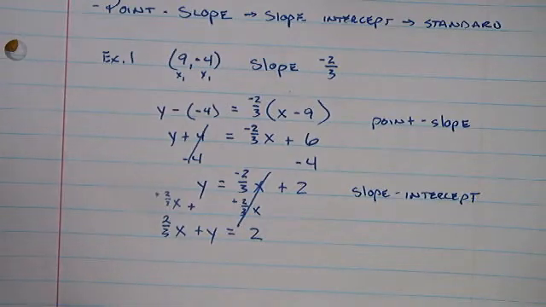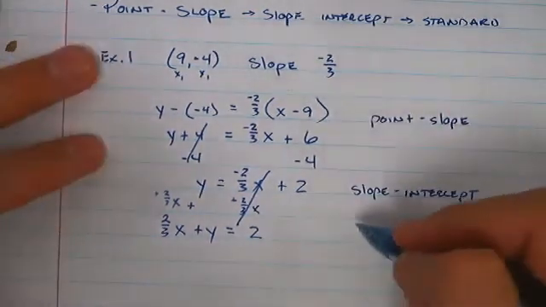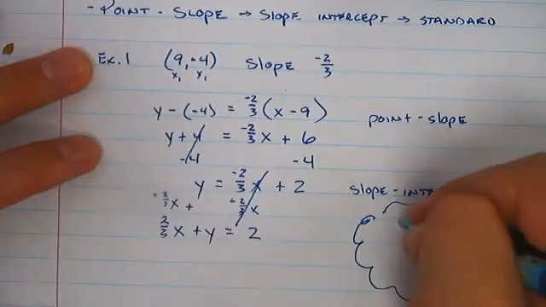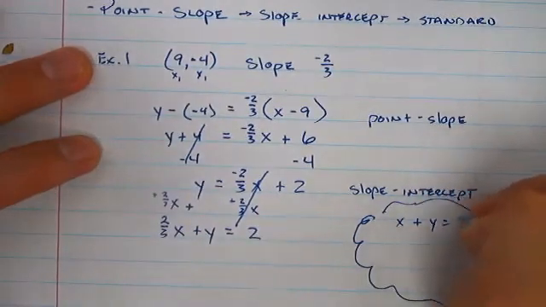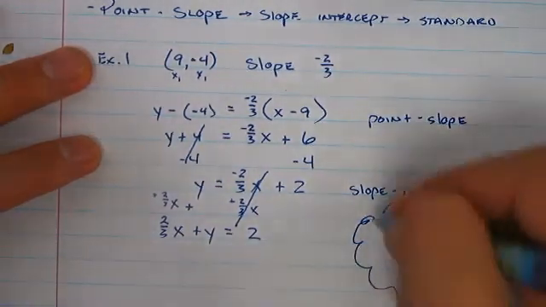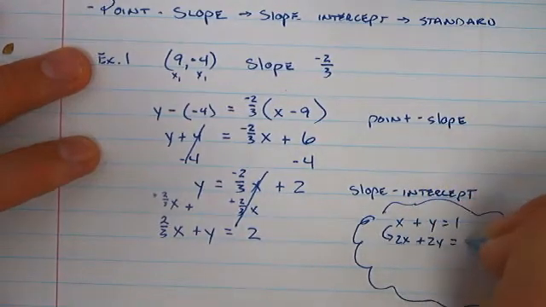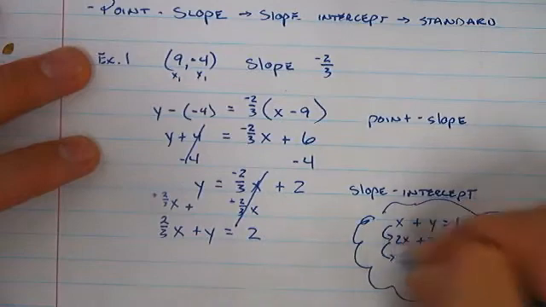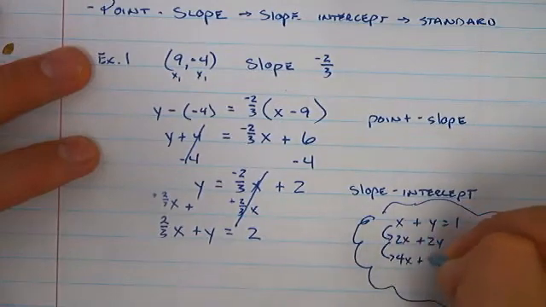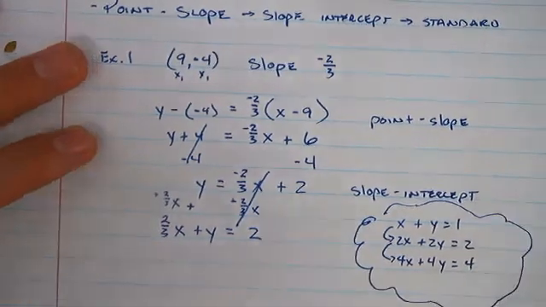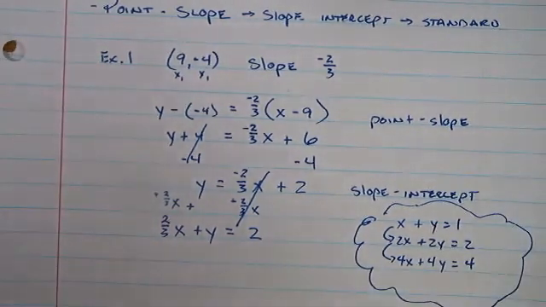So we never change the value. Our little thought bubble here would be that x plus y equals 1. If we double that, it would be 2x plus 2y equals 2. If we double that, 4x plus 4y equals 4. Those all have the same x and y value. It's always going to solve the same.